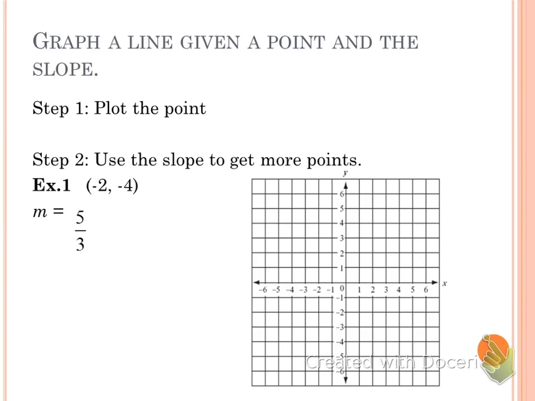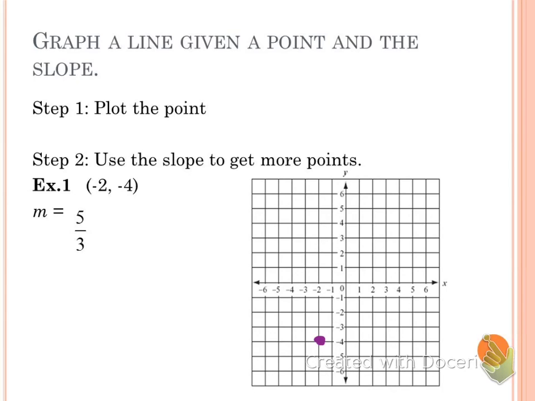Today we are going to first plot the point and then use the slope to get more points. So we are given only one point, but we are also given a slope, which we call M. So the first thing we need to do is plot that point. Who can tell me how to plot the point -2, -4? Jaquan? Good. We go left 2 and then down 4. That's where our first point will go.